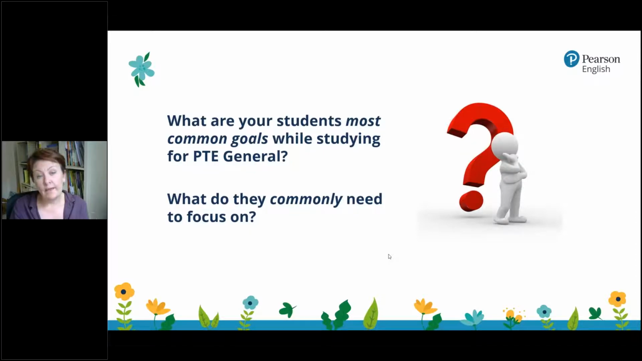What do they commonly need to focus on? So if you have many, many students that you're teaching or preparing for the PTE General exam, are there any certain things that you think they commonly need to focus on that come up as common things that students need to work on to prepare for the test? Put your answers into the chat box for me.